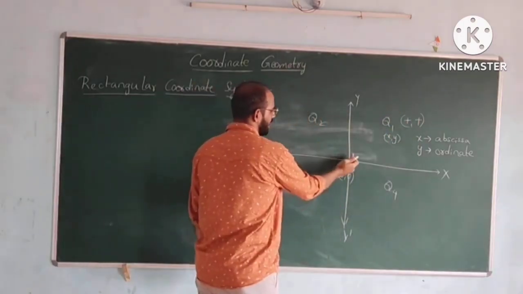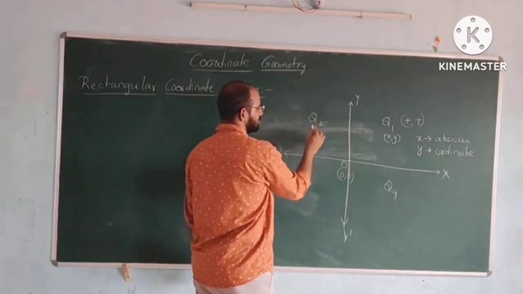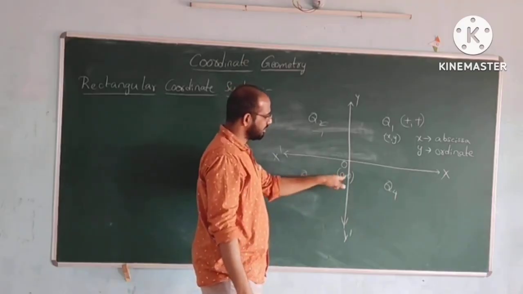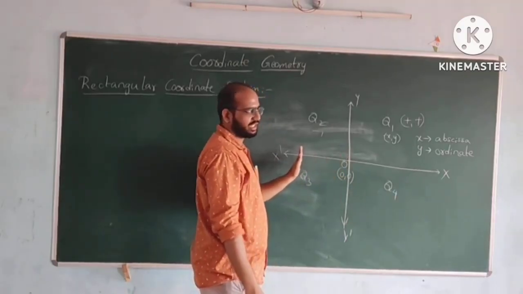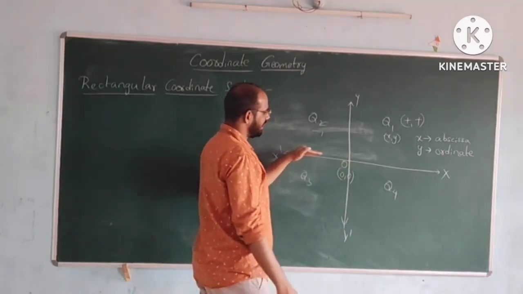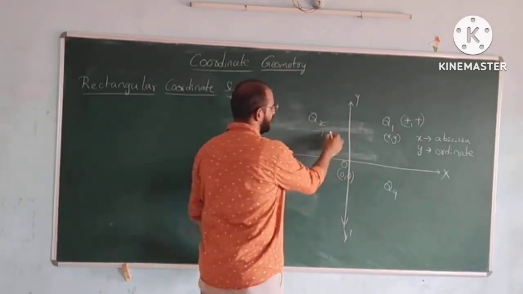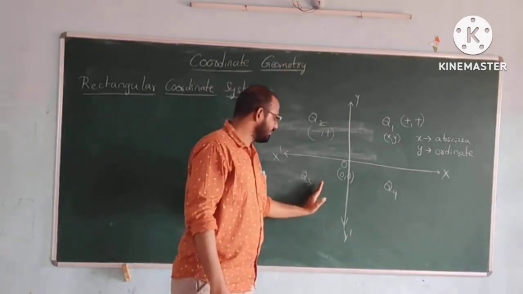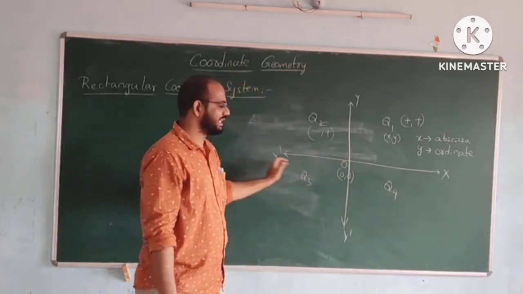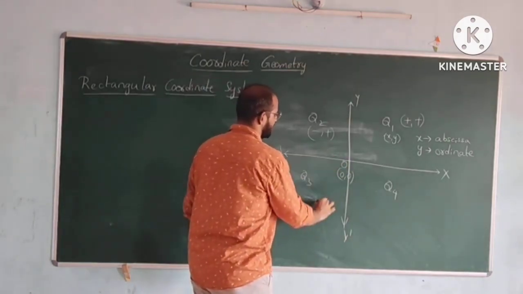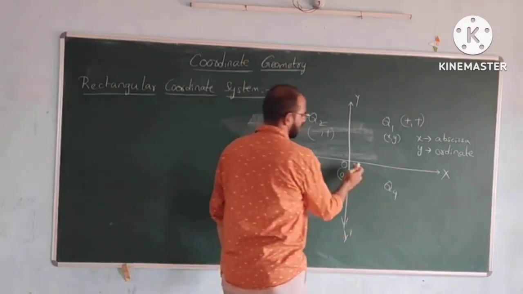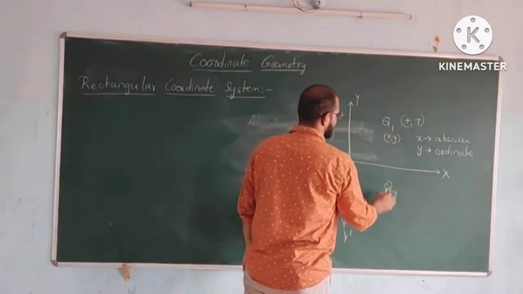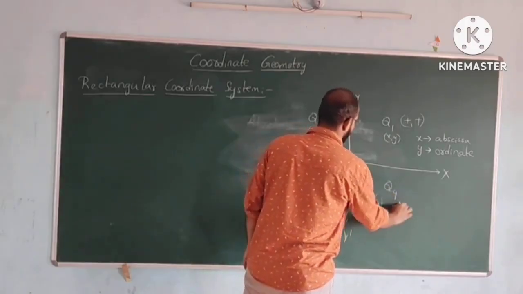In quadrant 2, we are moving left side and up. Moving left, the x-coordinate decreases, and moving upward, the y-coordinate increases. So x is minus and y is plus. Similarly, in quadrant 3, we are moving left side and down. Left side means x is minus, down means y is minus. In quadrant 4, we are moving right side and down. Right side means x is plus, down means y is minus.